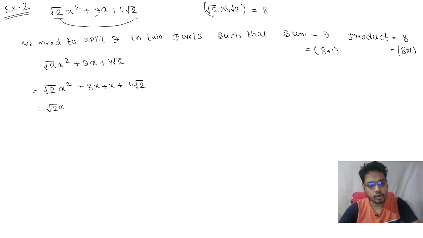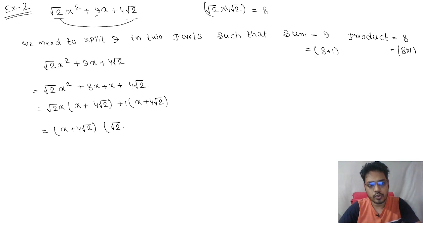Now take root 2x common, so it will be x plus 4 root 2. And take 1 common, it will be x plus 4 root 2. So x plus 4 root 2 is common. If you take it common, it will be root 2x plus 1. That is the factorized form of root 2x square plus 9x plus 4 root 2. Now we need to do another example, example number 3.